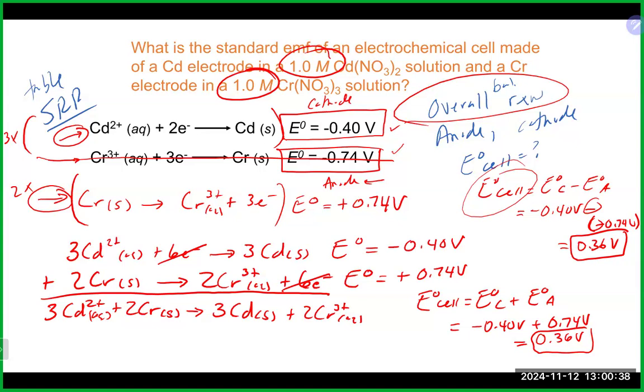By the way, positive voltage is pretty good on this one, yes. Negative voltage, not so good in a galvanic cell. Any questions on that there?